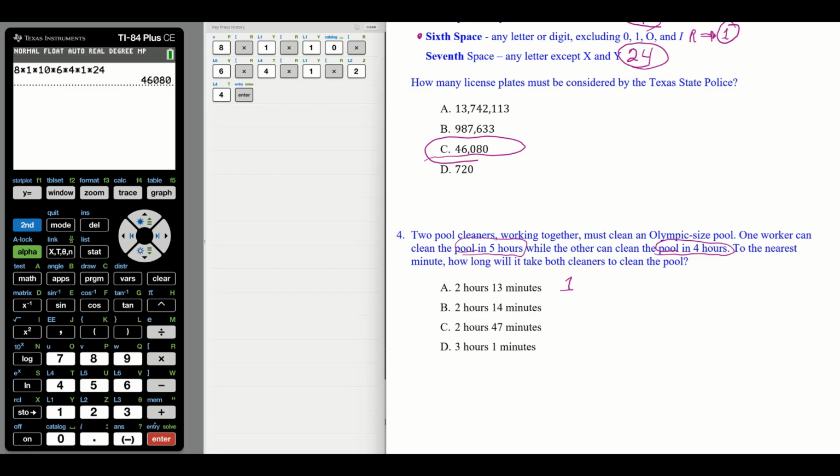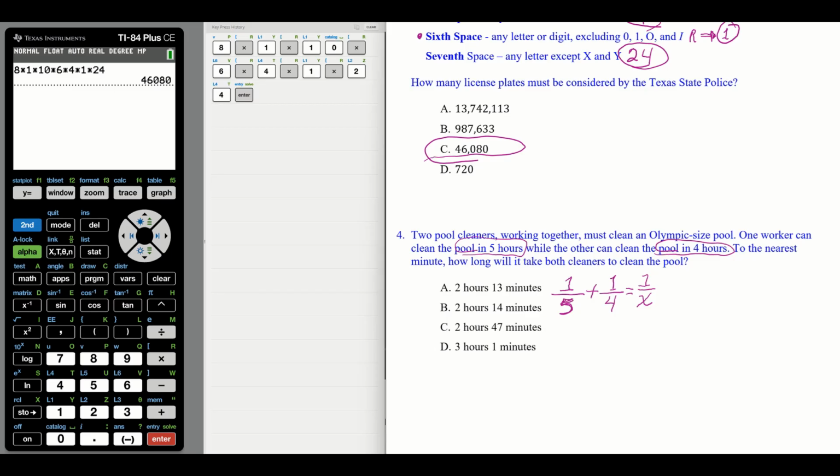So the first guy can do one job in 5 hours. But they have to work together, right? So you have to add his work to the next guy. And the next guy, he can achieve one job in 4 hours. And what does that equal? One job completed in, we don't know how long, x.